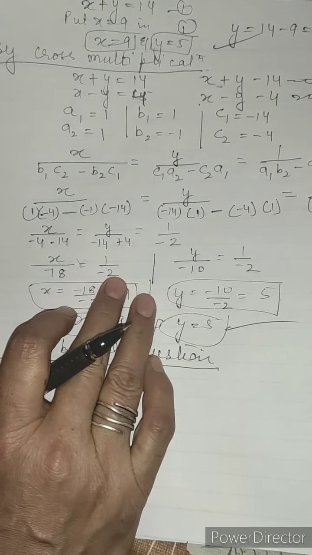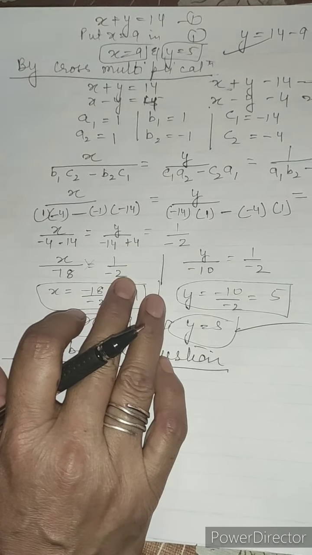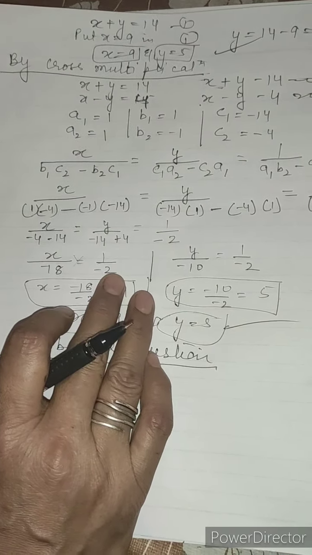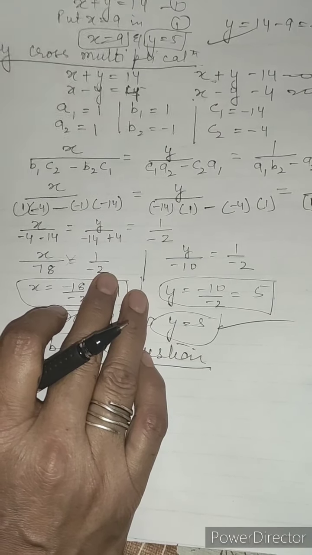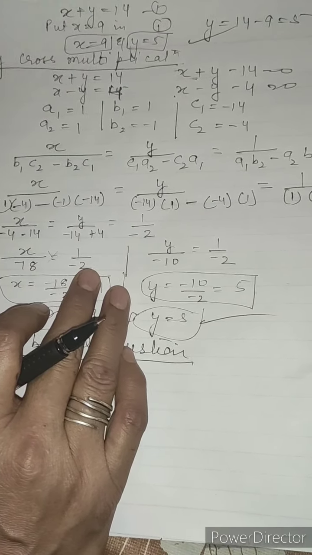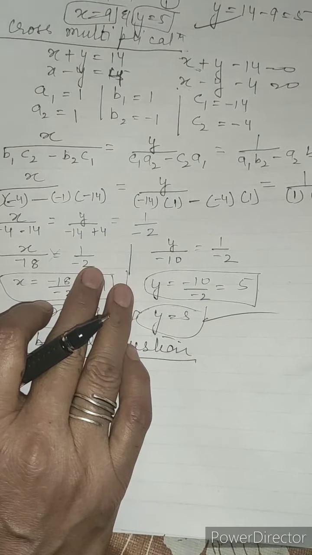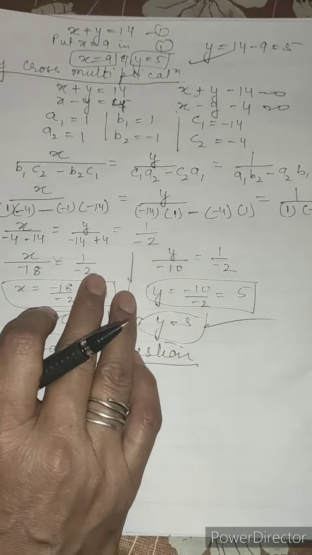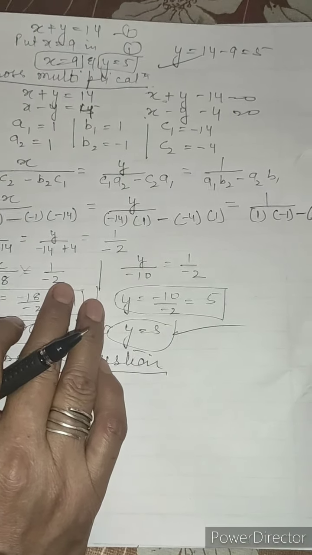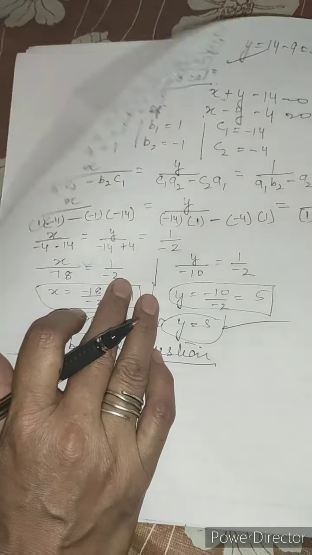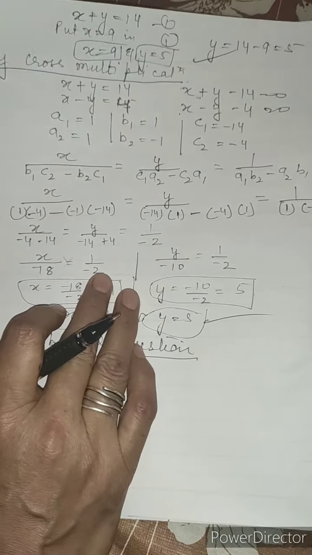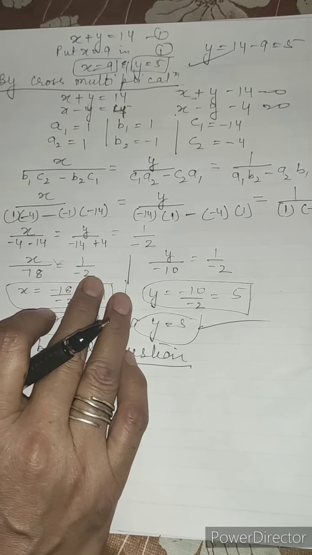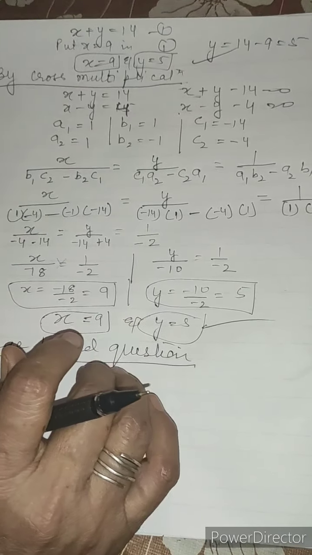So children, in this problem we will be finding out the ages of two persons. We will consider the present age of one person to be x years and the age of the second person to be y years. Then a years ago the age of the first person will be x minus a, and for the second person it will be y minus a. And after b years the age of the first person will be x plus b, and for the second person it will be y plus b. So like that we solve it.